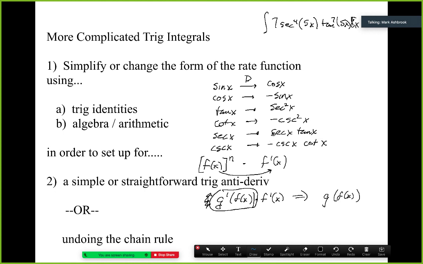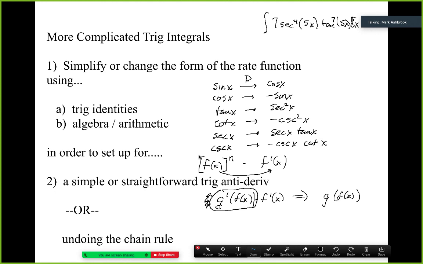So for instance, cotangent x to the 10th times negative cosecant squared. That would be undoing the chain rule, because we'd have any power of cotangent times the derivative of cotangent, so we could undo the chain rule. Or secant x to the 8th. What would we need here? If we could get secant x to some power, then what would we need to have it be undoing the chain rule? Secant times tangent. Or we could have some power of sine. Any power of sine times what? A single cosine.